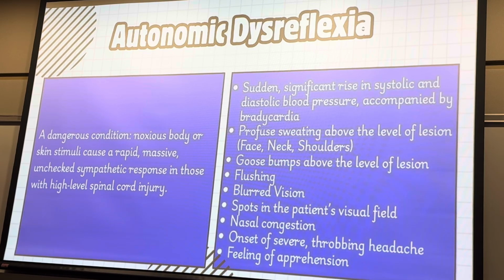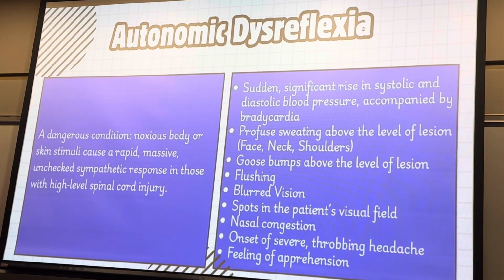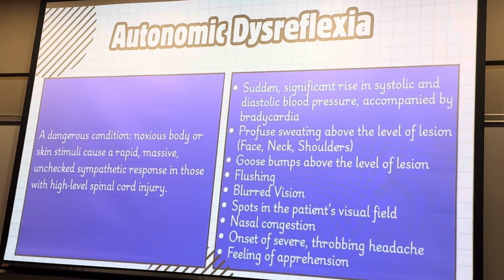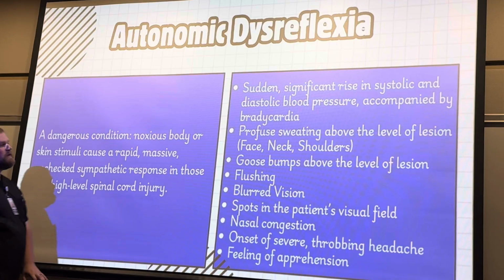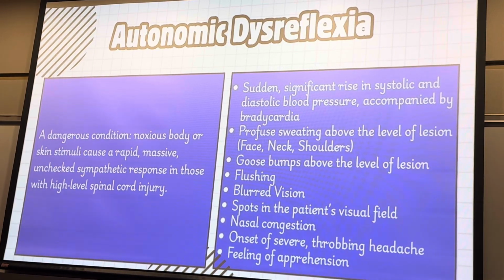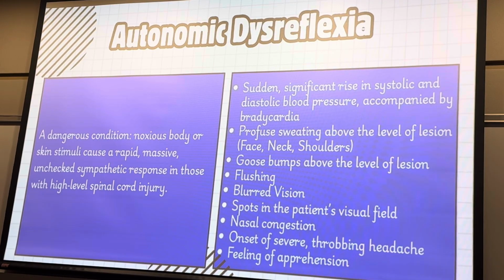Hemorrhoids, fluctuations in the temperature, several different factors. Main thing is some type of stimuli is causing this sympathetic nervous system response. And then your big takeaways are going to be in this column over here. Sudden rise, dangerously high rise in your systolic and your diastolic blood pressure. With that, I'm going to have a slow heart rate.